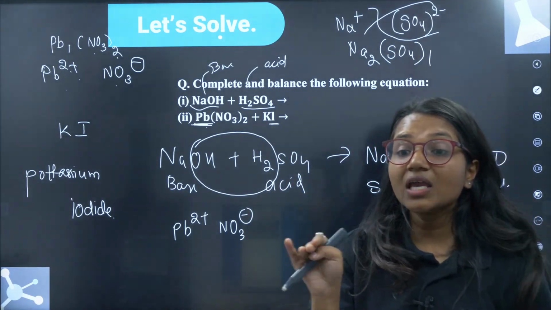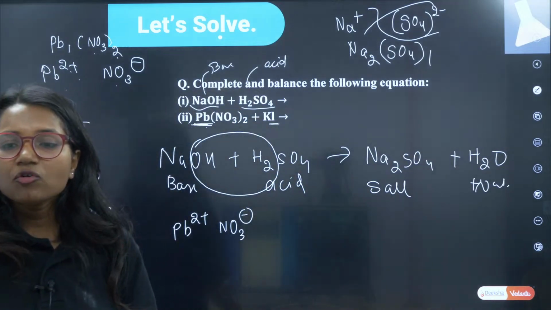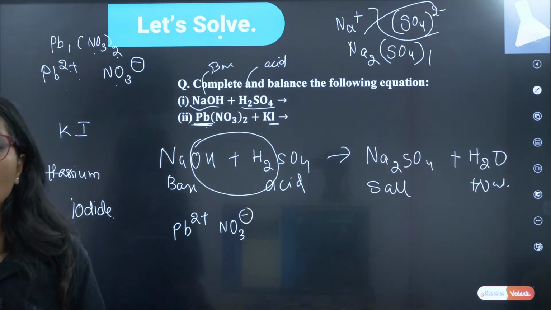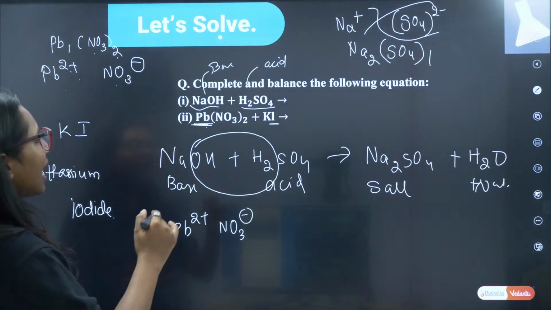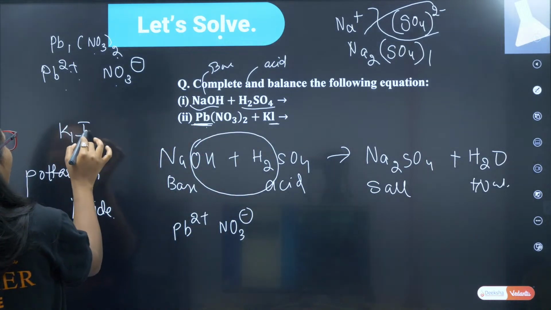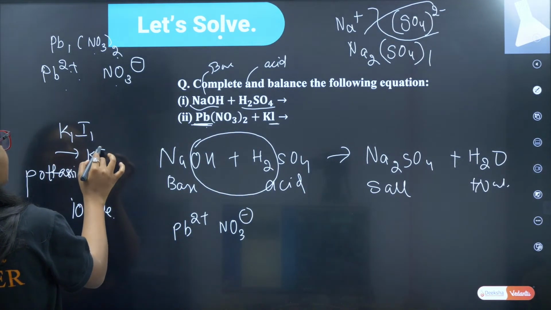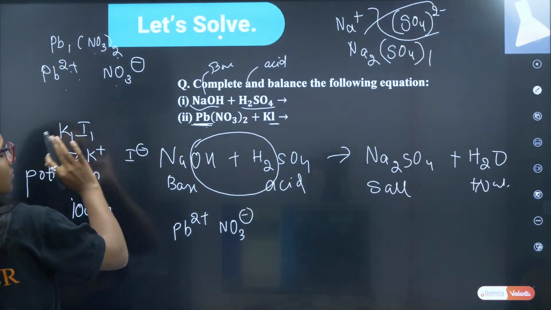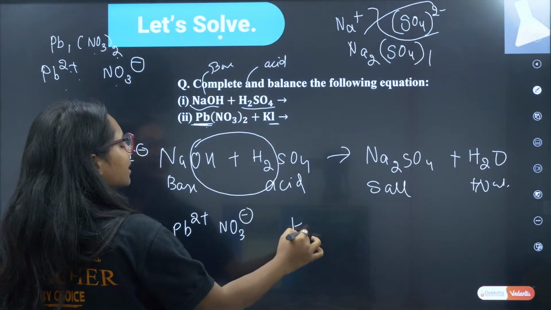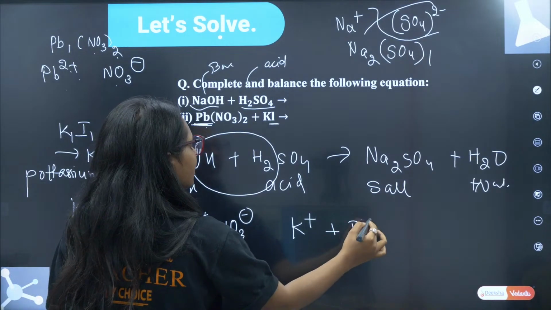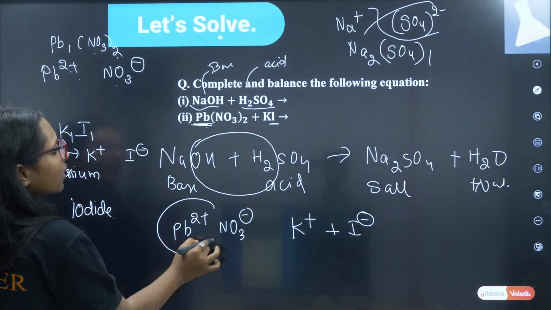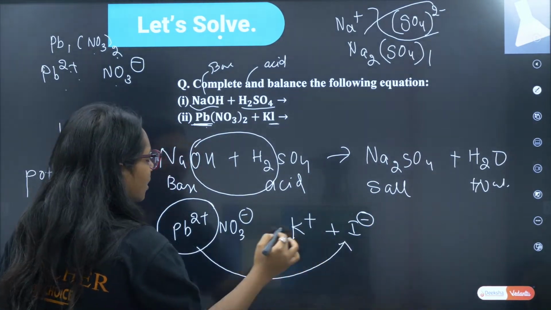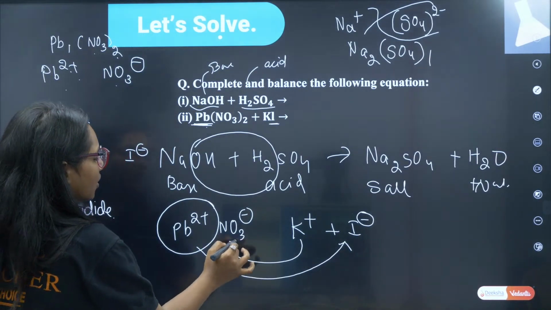If you break KI, what are you going to get? KI, both are 1, 1, right? It will be K plus and I 1 minus. Okay? So KI is K plus and I minus. Lead will combine with I. K will combine with nitrate.